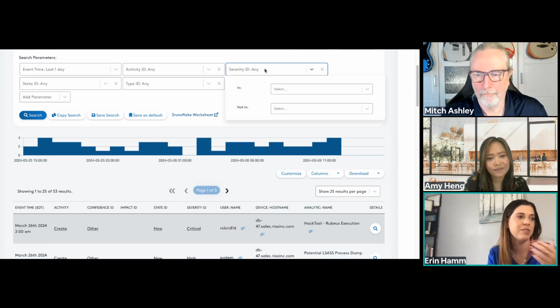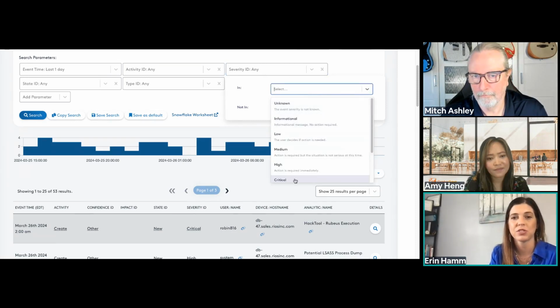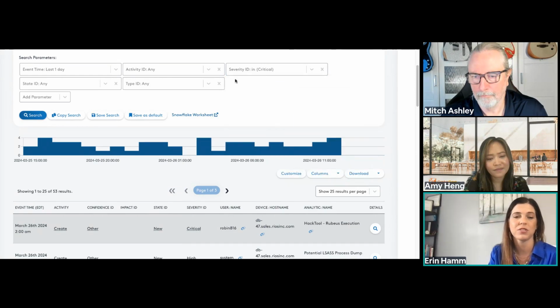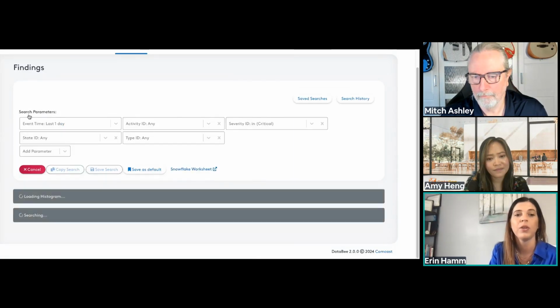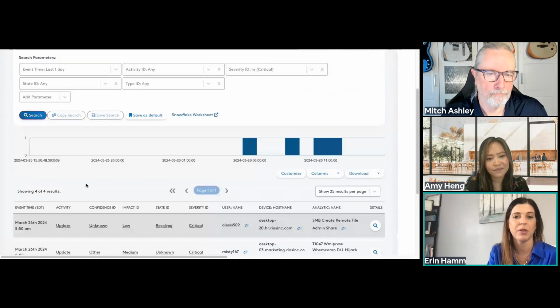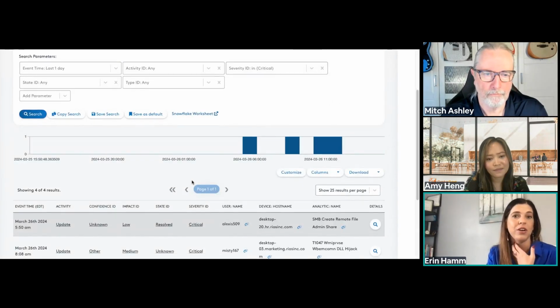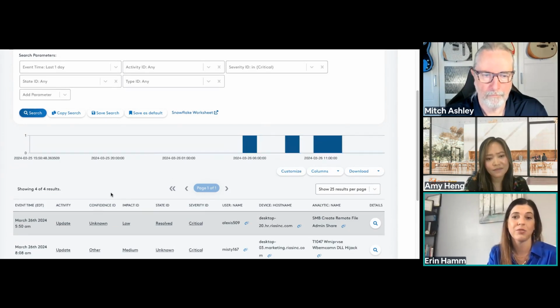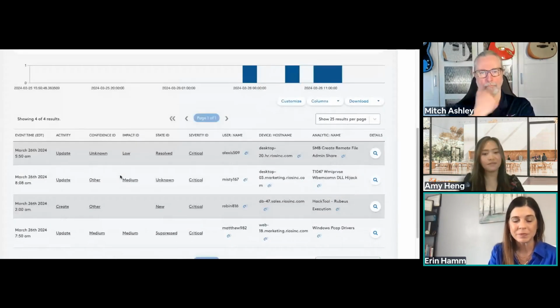Or maybe my high severities are always occurring at this specific time. What's great is you can actually filter down to specific criticality levels. In this case, I'll look at just the critical ones. And now my histogram and all of my data below is going to filter to only the findings that are of critical status. So I can see I have 4 that I've showcased across the last week.